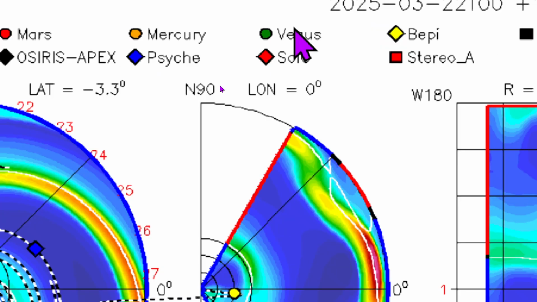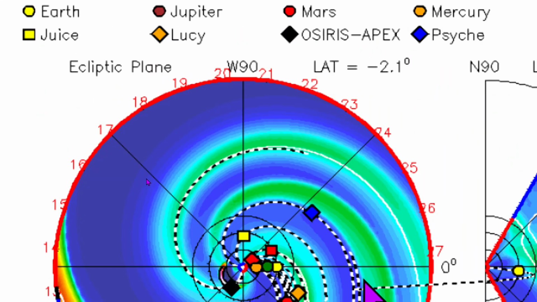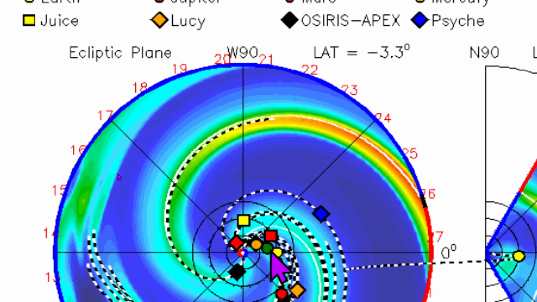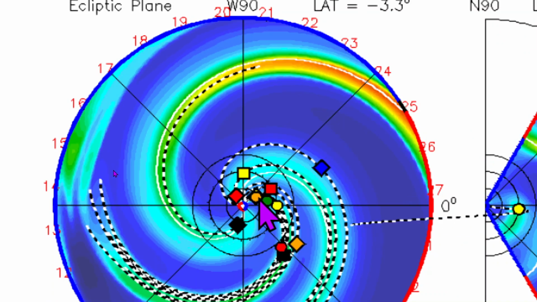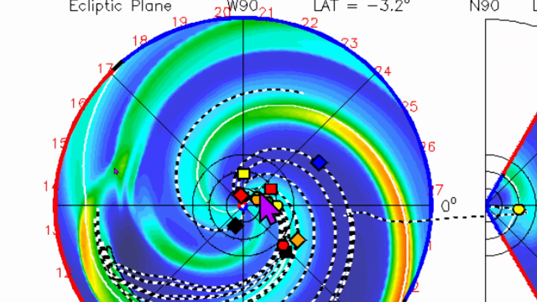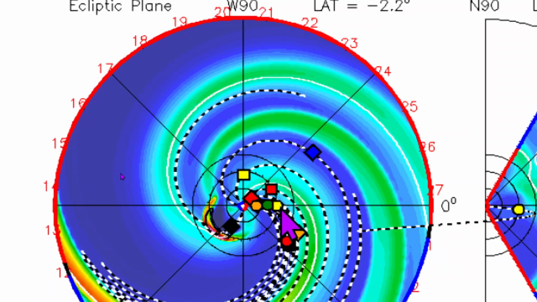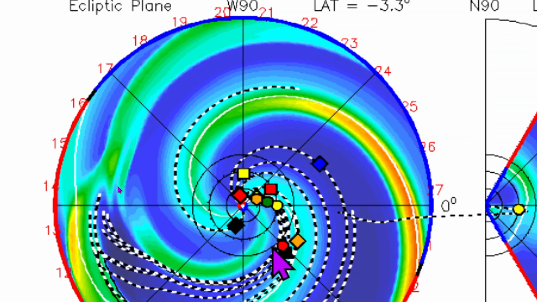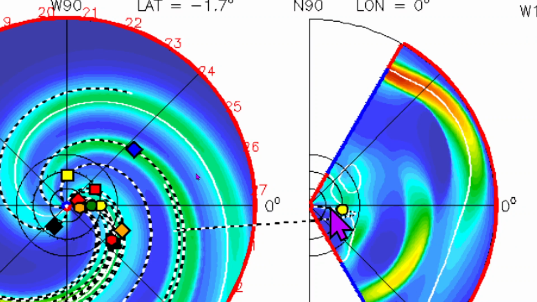So the green one is Venus and the yellow one is Earth. Earth, Venus, Mercury. And all those interplanetary magnetic field lines here, they're all scrambled up. And this is even reaching here to the other model. Check it out.